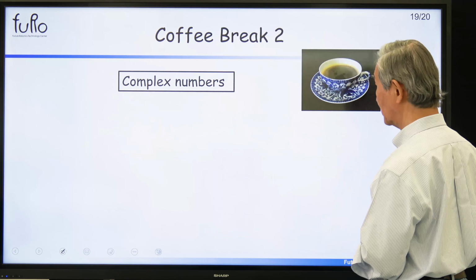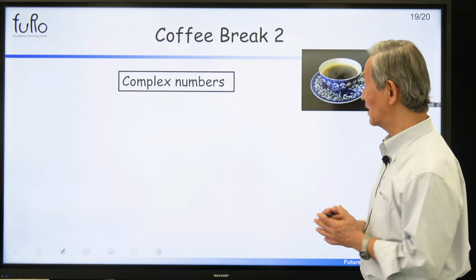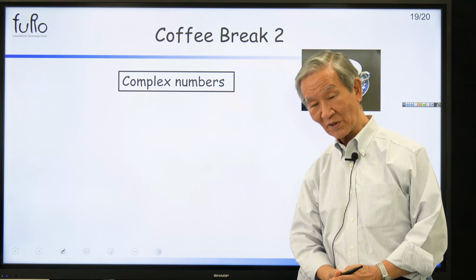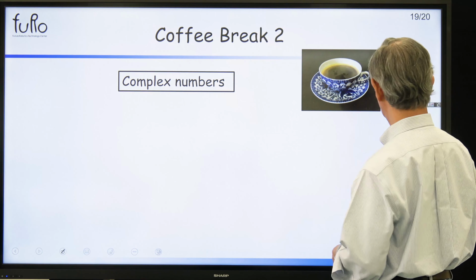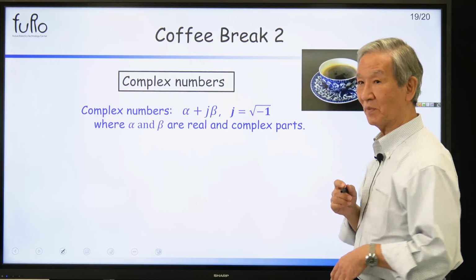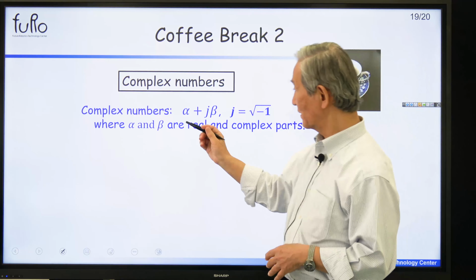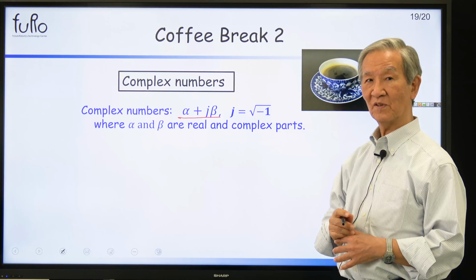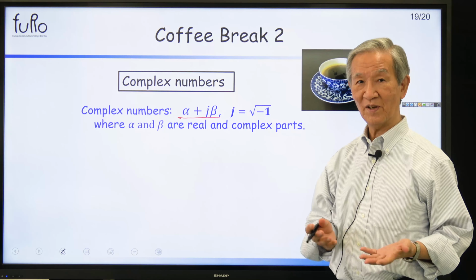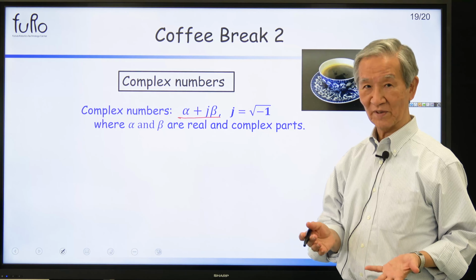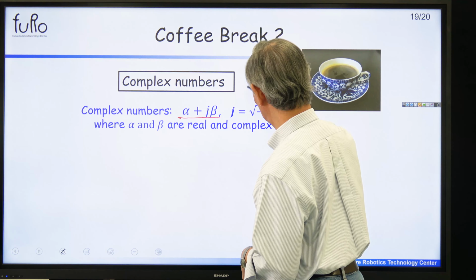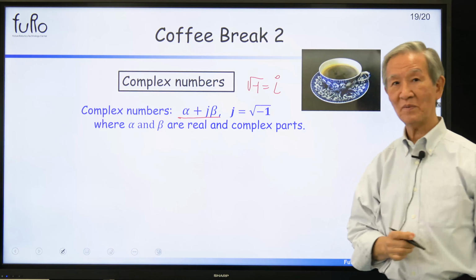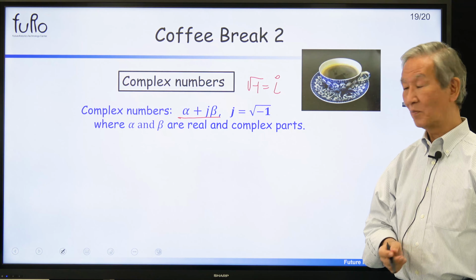Okay, let's go. Coffee break. Time for the coffee break. I love coffee. Complex numbers. Have you learned complex numbers in high school? Well, I love complex numbers. Given like this one here, alpha plus j beta, where j is equal to the square root of negative 1. And you say, wait a minute, we didn't learn that one. You must have learned that the square root of minus 1 is equal to i. Probably that's what you have learned.